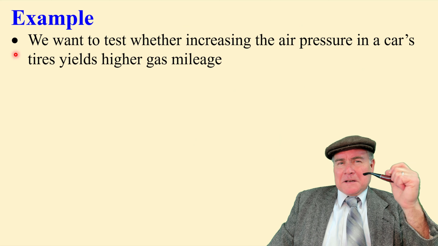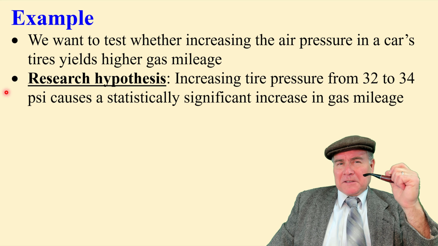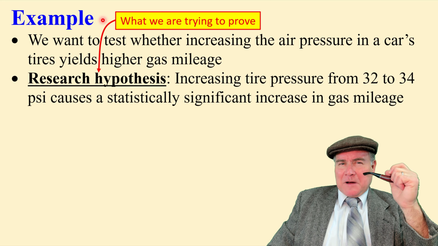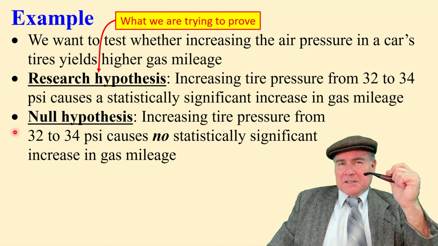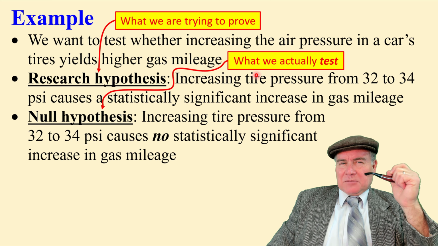We want to test whether increasing air pressure in our tires yields higher gas mileage. The research hypothesis is that increasing tire pressure from 32 to 34 psi causes a statistically significant increase in gas mileage. This is what we're trying to prove. The null hypothesis is the opposite of this. Increasing tire pressure from 32 to 34 psi causes no statistically significant increase in gas mileage. This is what we actually test with a hypothesis test.